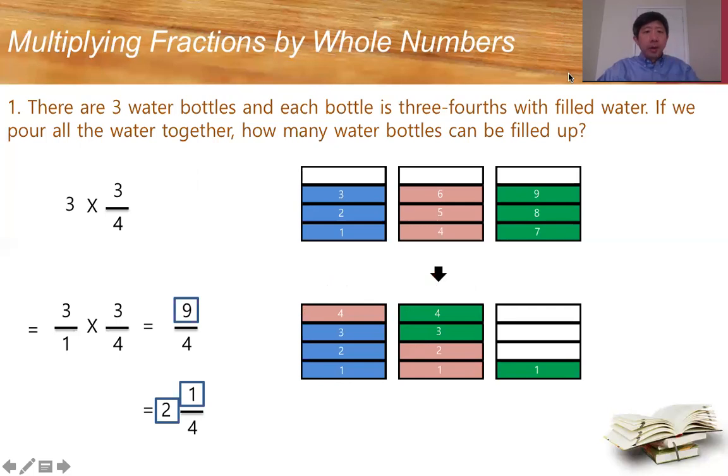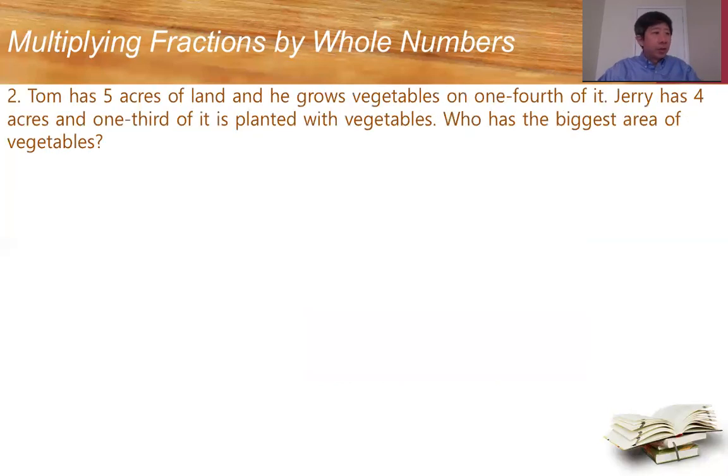All right, so now let's move on to the next problem. Tom has 5 acres of land, and he grows vegetables on 1/4 of it. Jerry has 4 acres, and 1/3 of it is planted with vegetables. Who has the biggest area of vegetables? So we're going to compare Tom and Jerry.